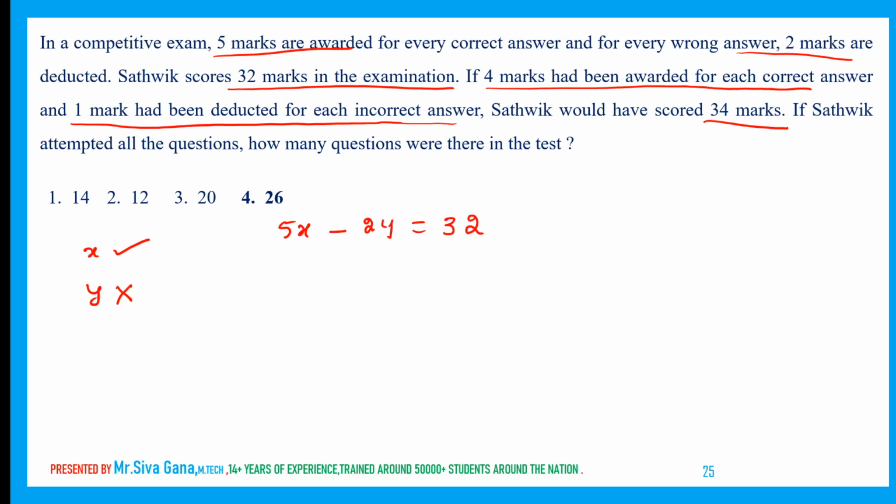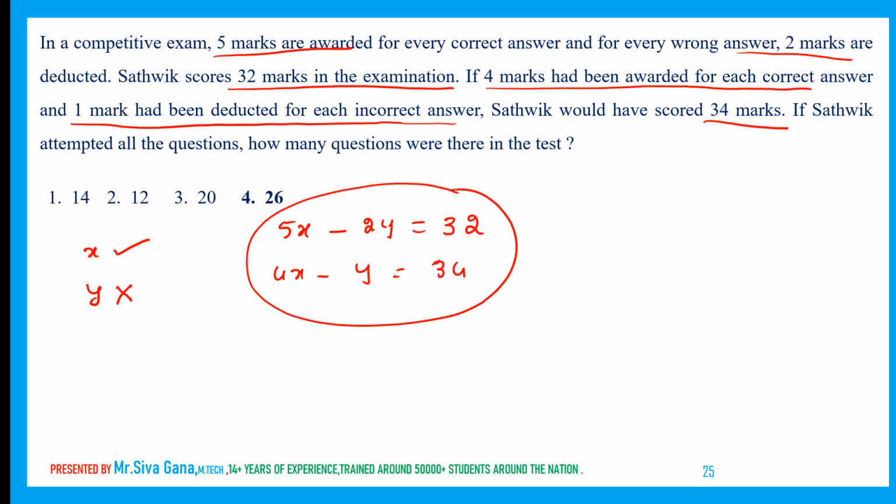Now in the second case, 4x minus 1y is equal to how many marks? 34 marks. If we solve these two equations, we are going to get the values of x and y. How many questions were there in the test? Simply you need to calculate the value of x plus y. I am just giving the solution. x we are going to get 12, y we are going to get 14. Total number of questions are 26.